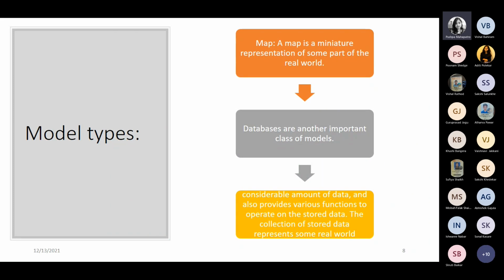Map means we are actually drawing it. A map is a miniature representation of the real world. And what is a database? A database is where we store the data in the form of rows and columns, and we also store its location. So these are the two ways in which we can represent the real world. Either you create a map or you create a database at the back end.